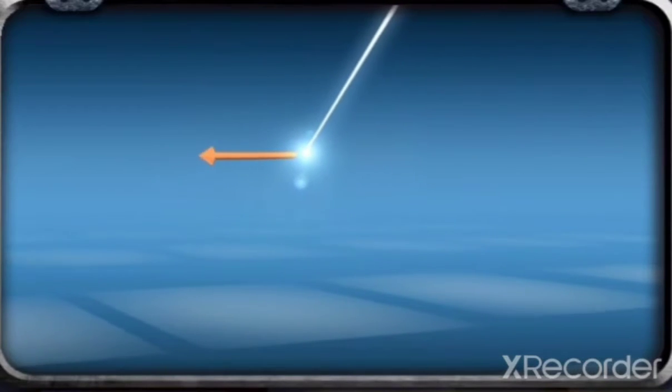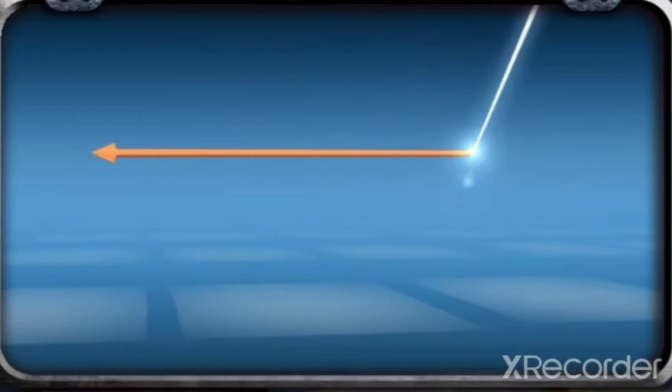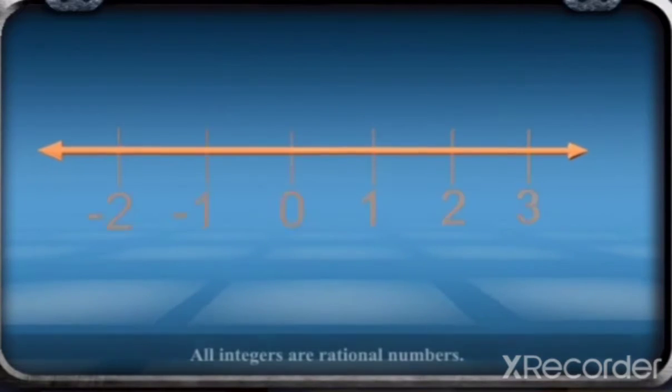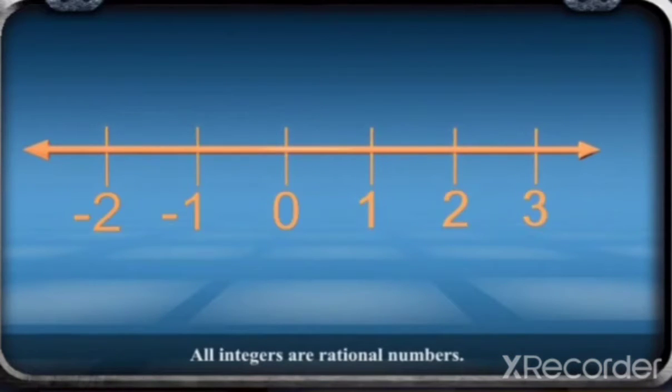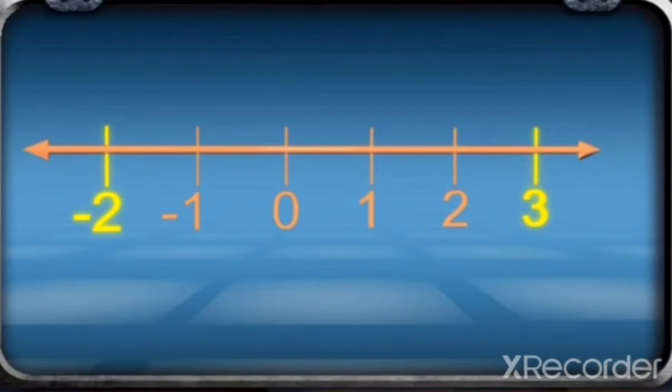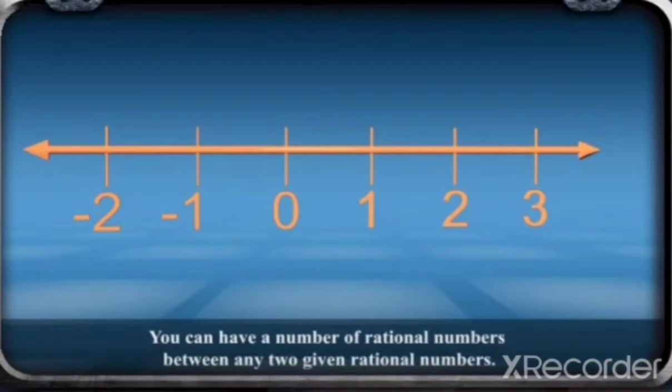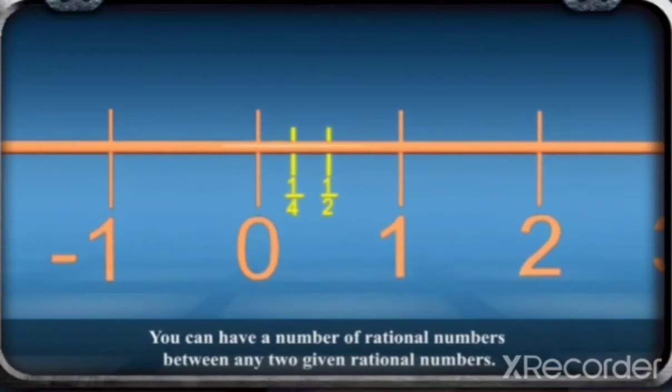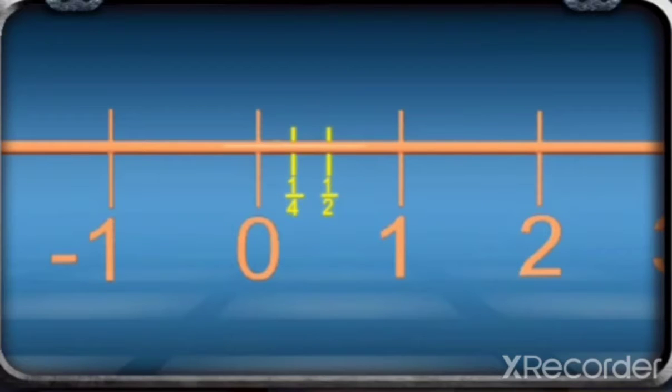In this topic, we shall learn how to find out rational numbers between two given rational numbers. Look at these integers. You can see that there are four integers between -2 and 3. But there is no integer between -1 and 0, or between 1 and 2. But in case of rational numbers, you can have a number of rational numbers between any two given rational numbers as shown. Let's see how we can find out such rational numbers.